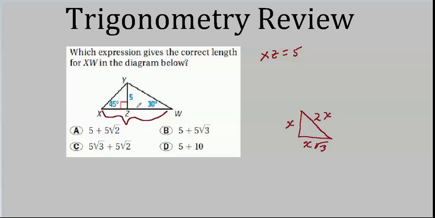So what would ZW be? Well, root 3 times this leg over here, but that leg is 5. So ZW is 5 times root 3. And we have to add these up to get XW, so it would be 5 plus 5 times the square root of 3, and that's right here.